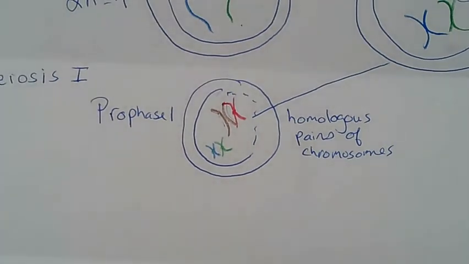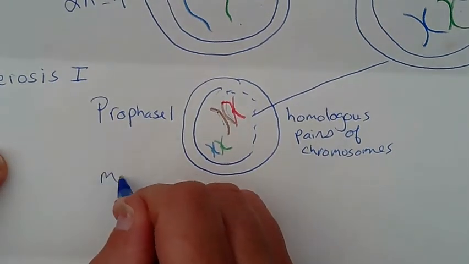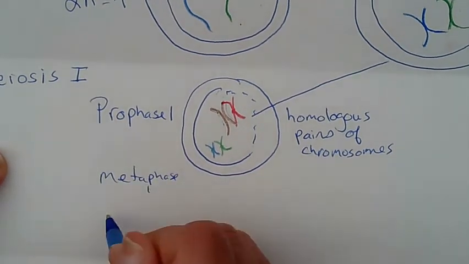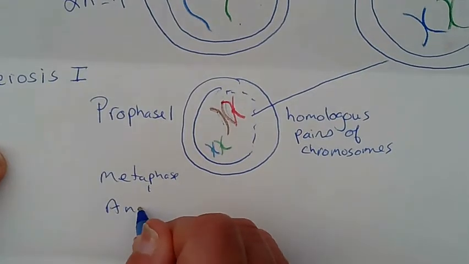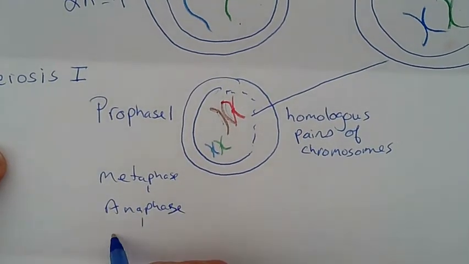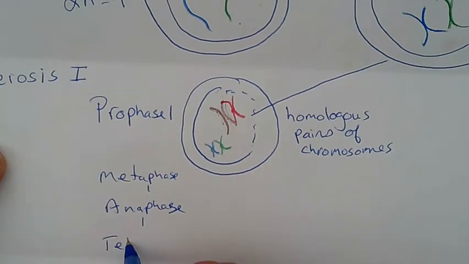Okay, so then after that, it's pretty much what we saw before. Metaphase means middle. So we have metaphase 1, they line up in the middle. And then we have anaphase 1, they pull apart. And then we have telophase 1, they split.